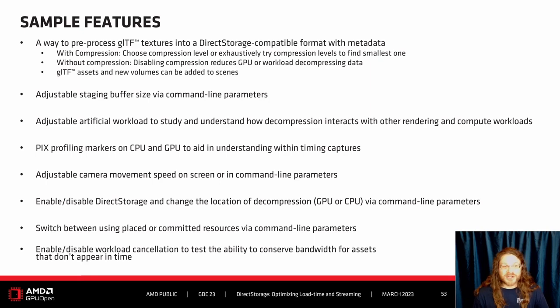It also has adjustable camera movement speed that can be set on the command line parameters to help with automation and testing. We can also enable and disable DirectStorage or change the location of the decompression, whether that's on CPU or GPU, via the command line parameters. And we can enable or disable placed or committed resource allocation on the command line. We may also enable or disable workload cancellation to test the ability to conserve bandwidth, especially on lower end systems.